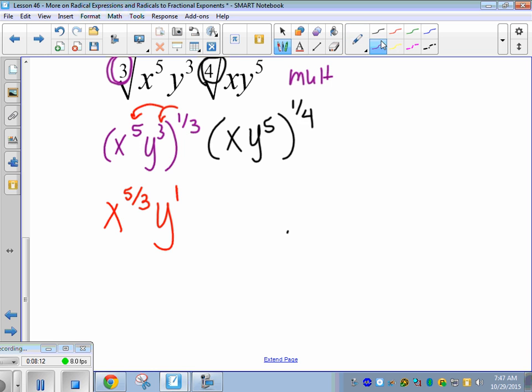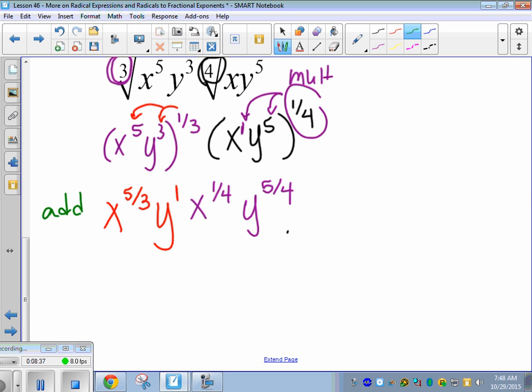Okay, and drop the parentheses after you multiply. So now this is going to multiply to each of these. There's really a 1 on this x. So I get x to the 1/4, multiplying it, and y to the 5/4. Now we're just multiplying, so we add exponents, all right? There's no more parentheses. You should always drop them after distributing here. And now we add exponents.